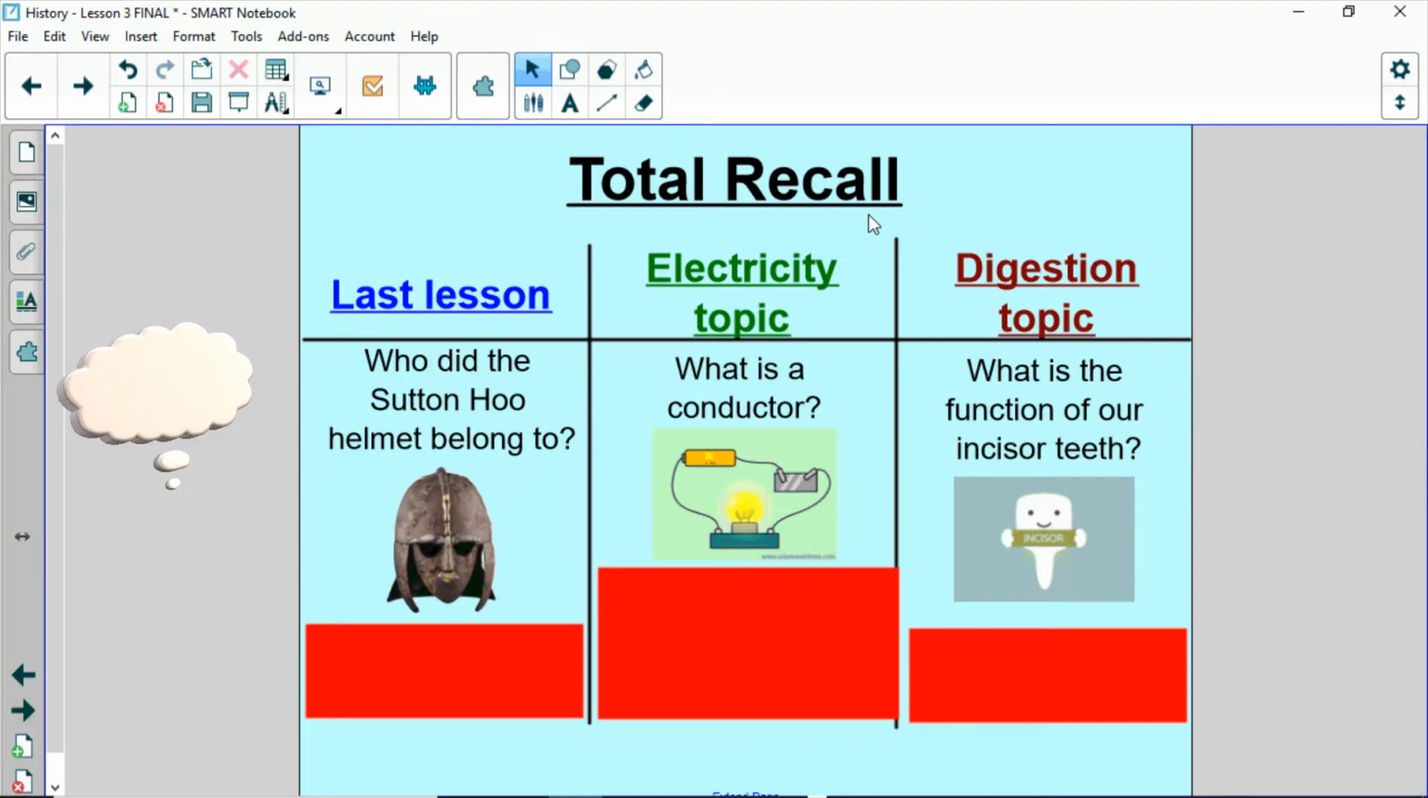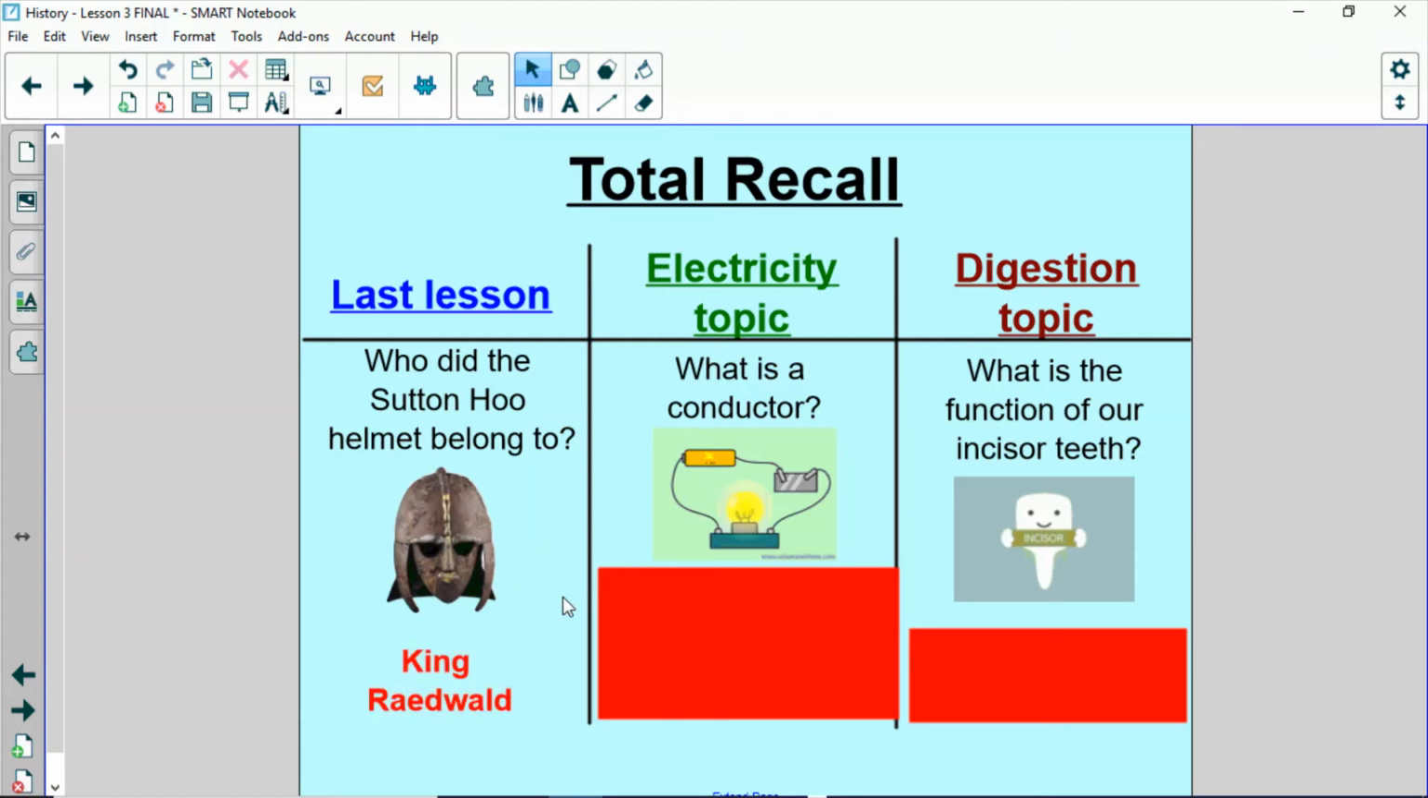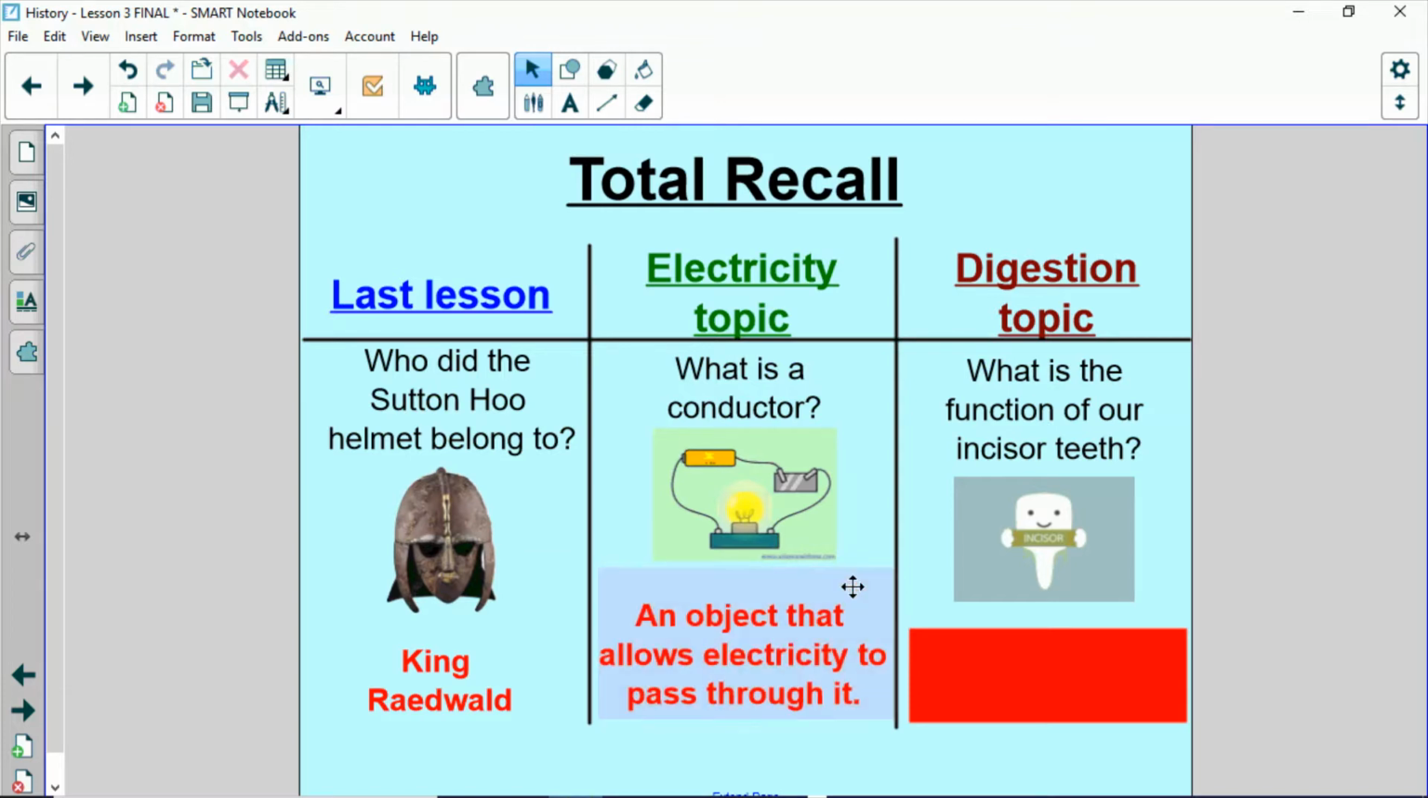Okay, let's go through the answers then, starting with last lesson. This Sutton Hoo helmet actually belonged to King Redwold, so well done if you've got that one there. Our electricity topic, a conductor is an object that allows electricity to pass through it. That's why the light bulb is turned on. And then our incisor teeth, right at the front of our mouth, they bite and cut up our food. Well done if you've got those total recall questions for today.